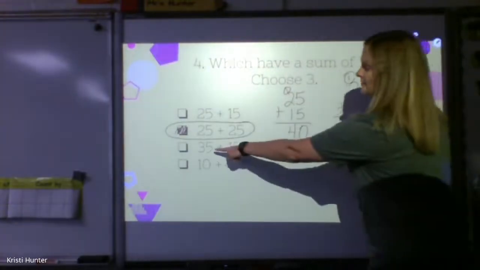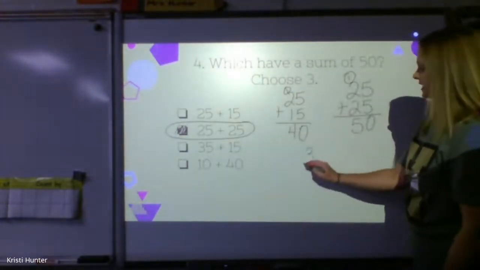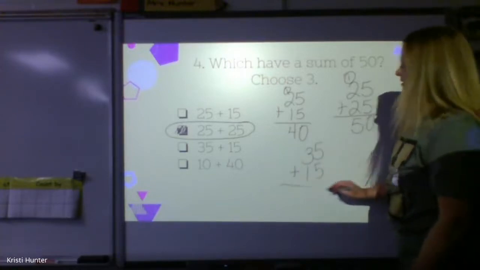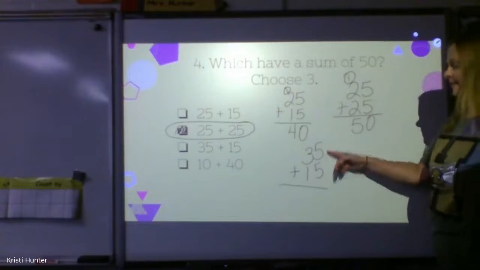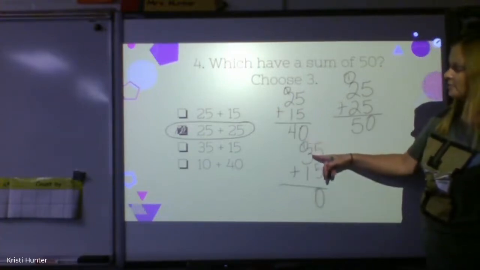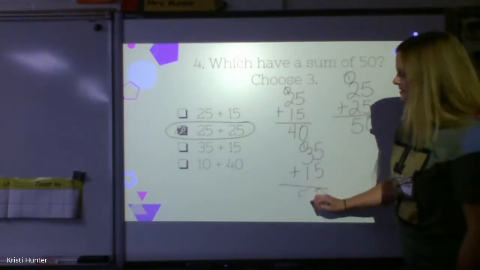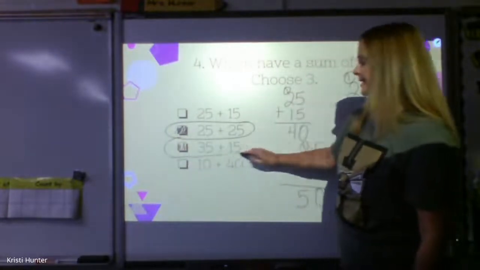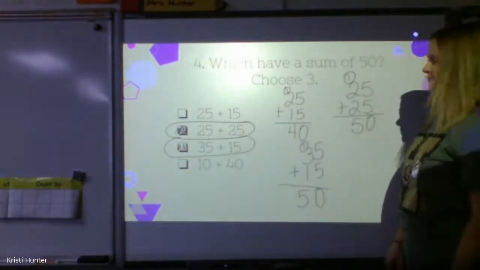All right, let's try this one. 35 plus 15. All right, really practicing this 5 plus 5 fact equals 10. 1 plus 3 plus 1 does make 5. So I've got another one. All right, again, write that answer out for me.